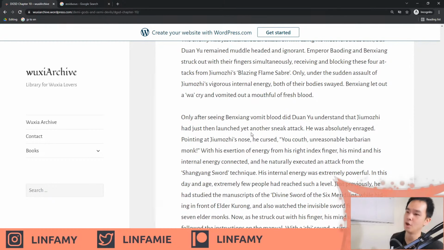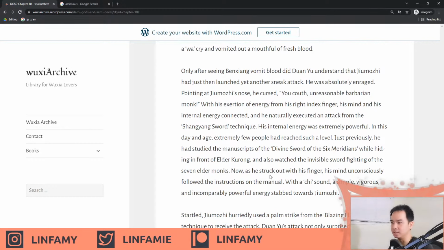Can't not have those. Only after seeing Bun Xiang vomit blood did Duan Yu understand that Jimotsu had just then launched yet another sneak attack. He was absolutely enraged. Pointing at Jimotsu's nose, he cursed, "You uncouth, unreasonable barbarian monk!" With his exertion of energy from his right index finger, his mind and his internal energy connected, and he naturally executed an attack from the Shangyang sword technique.